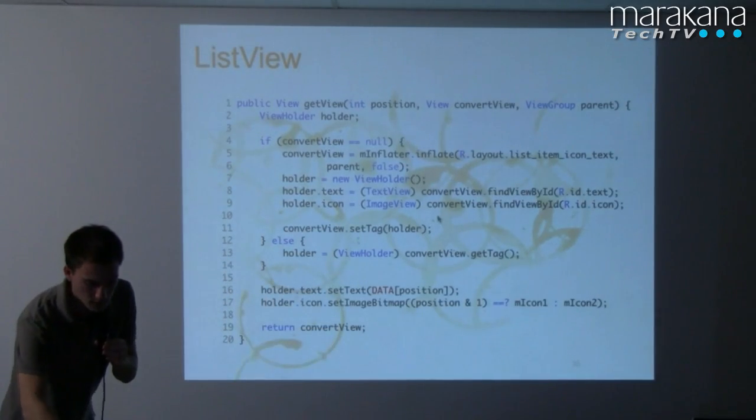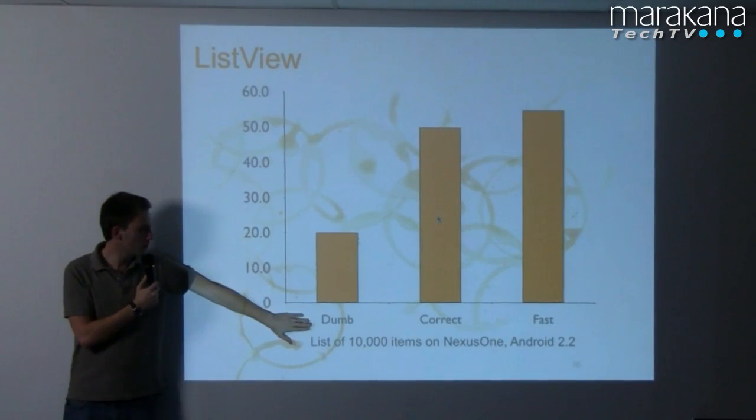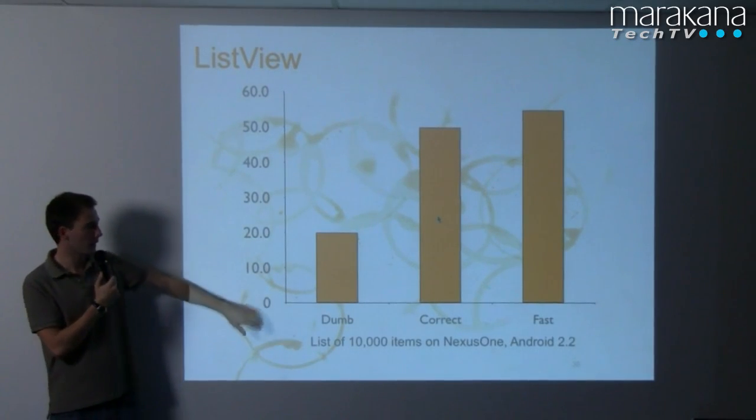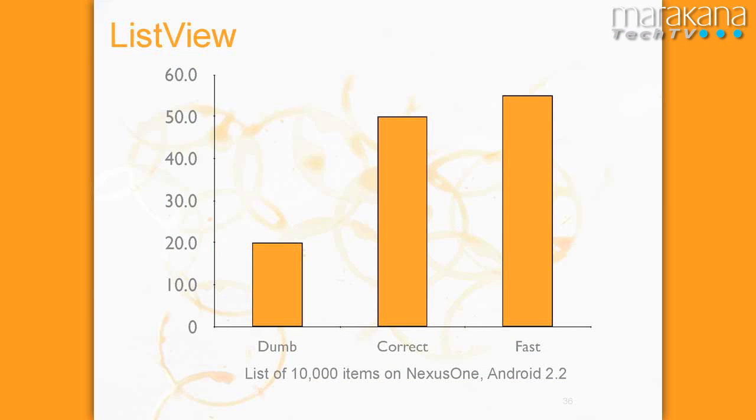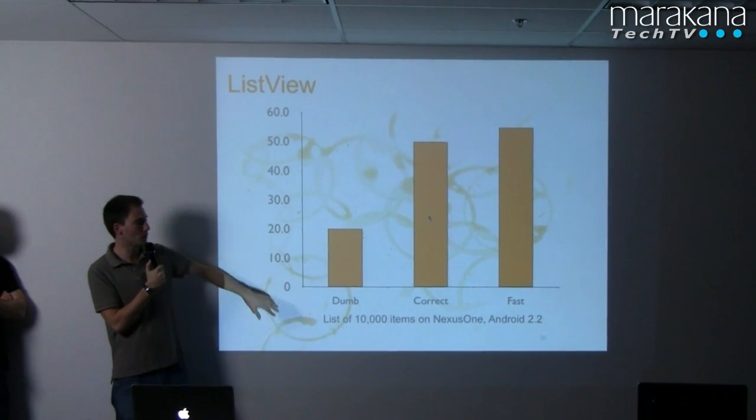And why is it important that you do that? Because if you write the first version of the code, you're going to run at 20 frames per second. If you write the second version, you're going to run at 50 frames per second. And with the third version, with the view holder, you're going to run at 55 frames per second, which happens to be the refresh rate of the display, which means that you can't go faster than that. And those numbers were taken using a ListView of 10,000 items running on Froyo on the Nexus One.